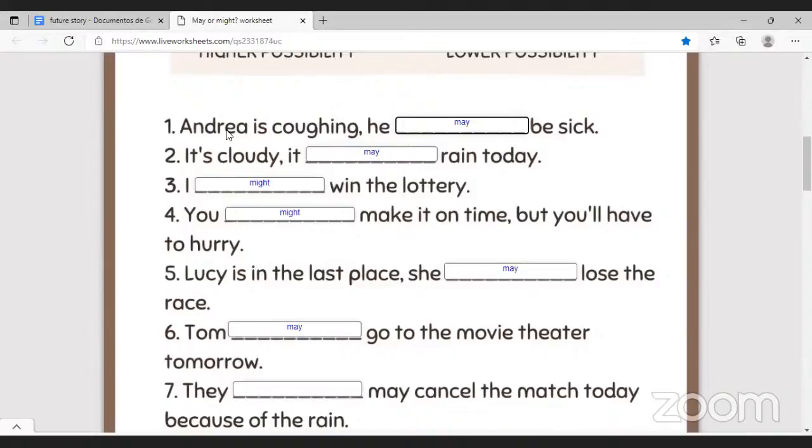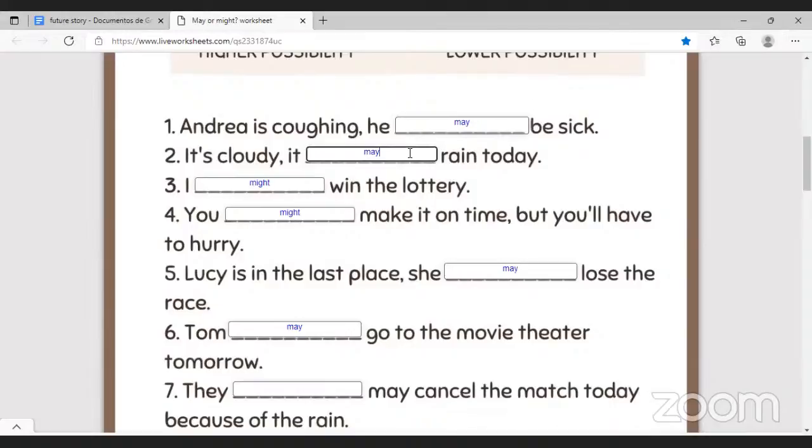Daniel, what do you think about one? Andreas is going. He could be might because he's just going. We don't know if she's sick. By the way, it's coughing. Coughing, with F? Ah, coughing. Yes, excellent. I know it's a difficult word. One tip, that one is correct.